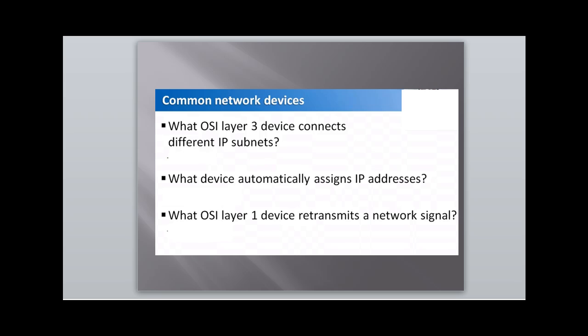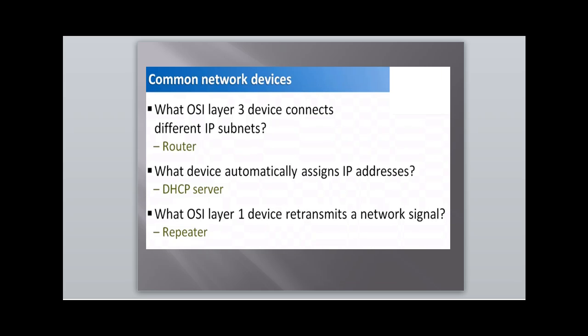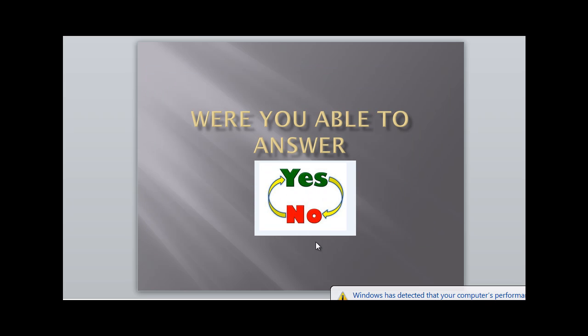It can be two devices, according to me. So think about it. If you get the answer, it's good. If not, here we go. Here is the answer. The first one is the router. Obviously, a router helps you talk to two different IP addresses. Then the one that automatically assigns IP addresses is DHCP. And which layer 1 device just transmits the signal? It's a repeater. Did you answer it? Yes, no, maybe? Fine, it's okay.